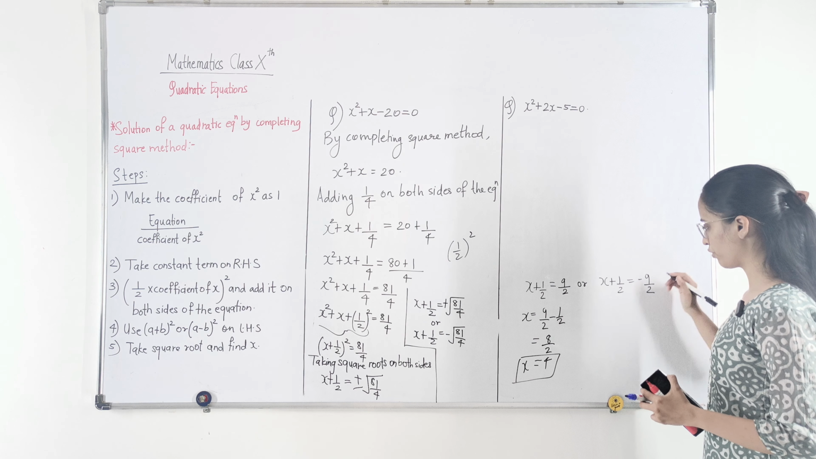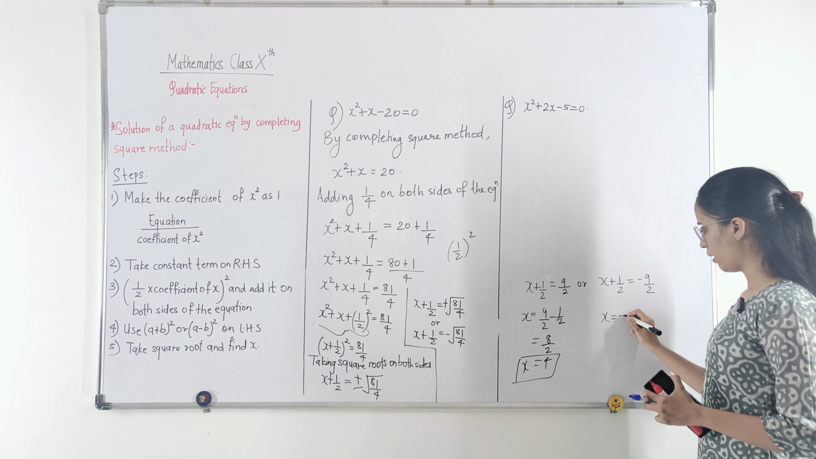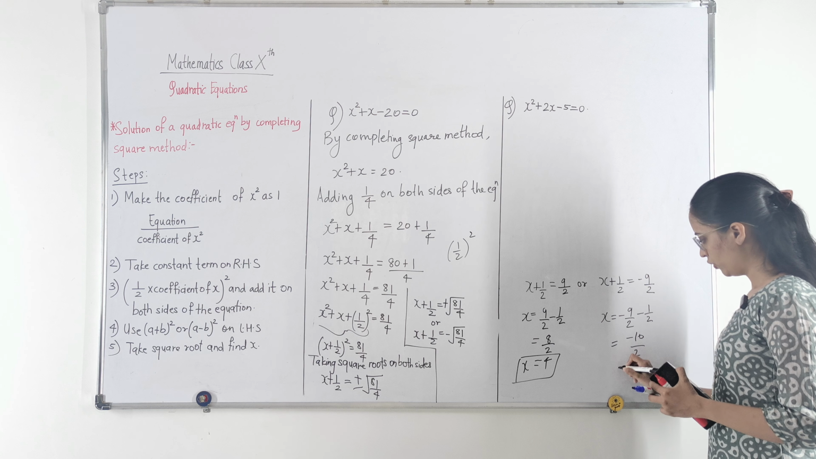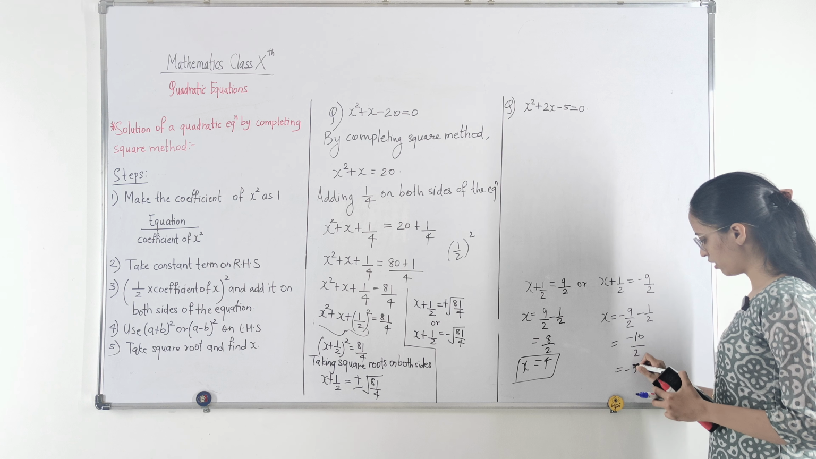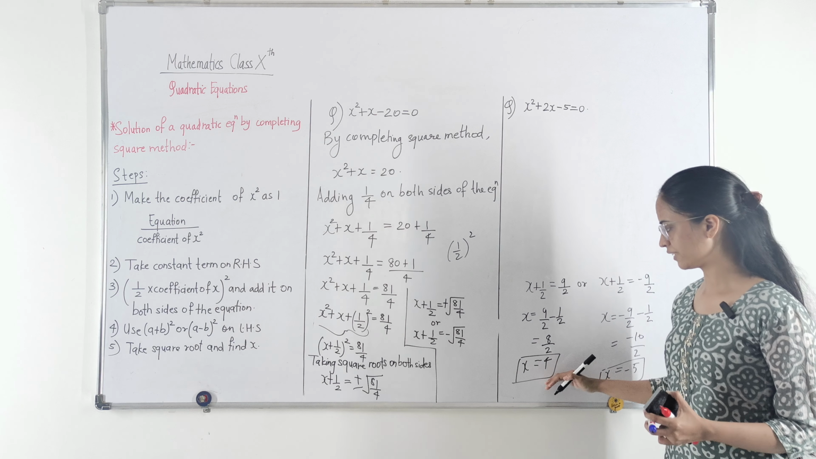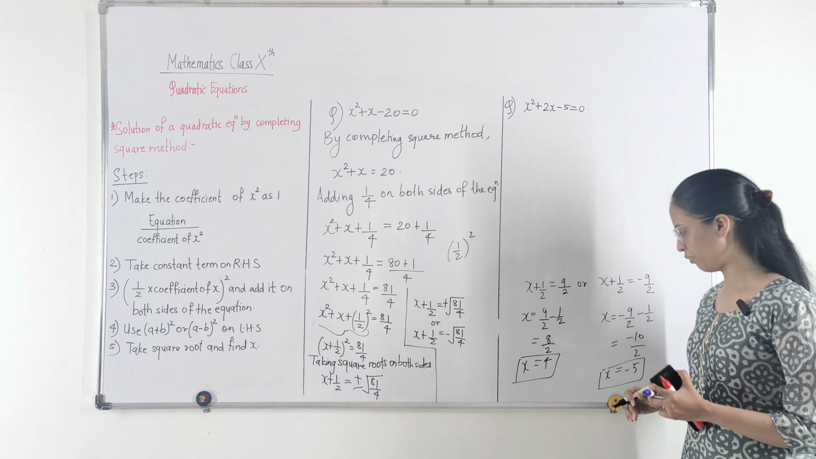Likewise, again when you shift 1 by 2 on the other side, you get minus 9 by 2 minus 1 by 2. So minus and minus is add and give a minus sign. So we get minus 10 by 2, which is equal to minus 5. So the other solution is x equals to minus 5. So we have got the two solutions or the values of x for the first equation, which is x equals to 4 and x equals to minus 5.